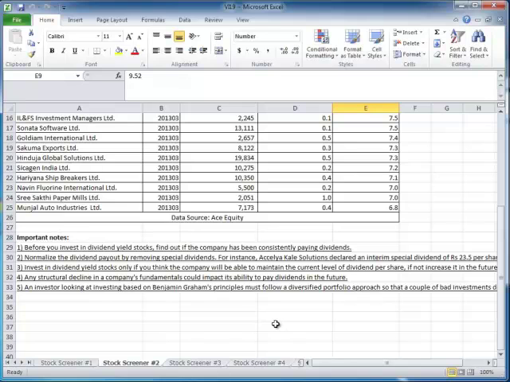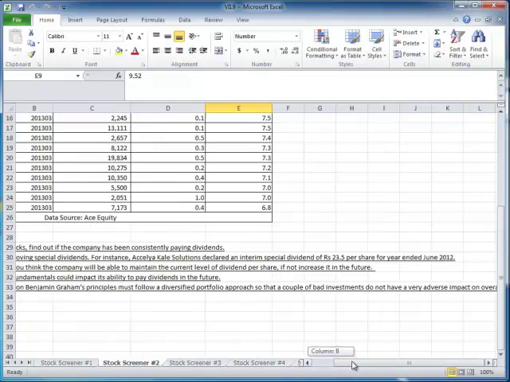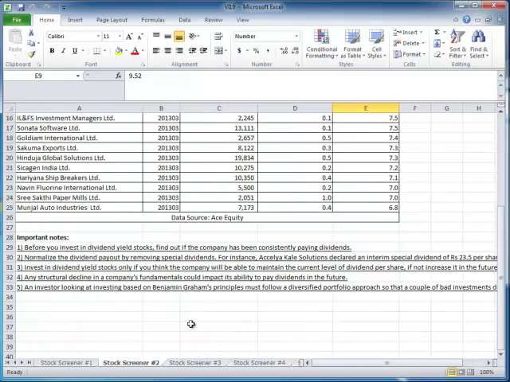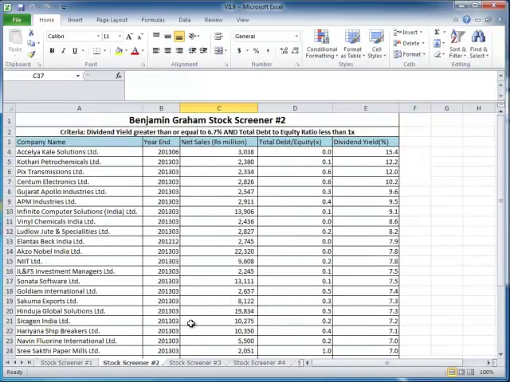The next point is that any structural decline in a company's fundamentals could impact its ability to pay dividends in the future. And finally, an investor investing based on Graham's principles must follow a diversified portfolio approach so that a couple of bad investments do not impact the overall portfolio. These are just some important notes to keep in mind when we're looking at high dividend yield stocks. Alright, let's now go back and talk about the third stock screener.